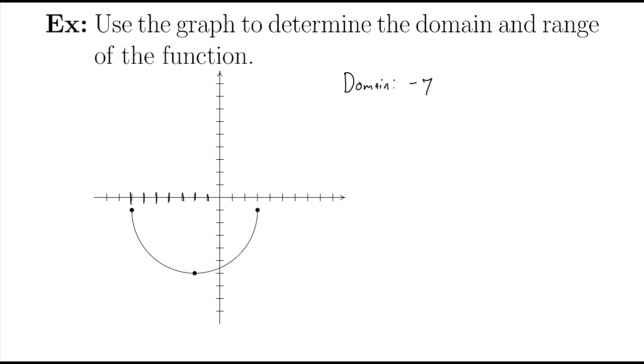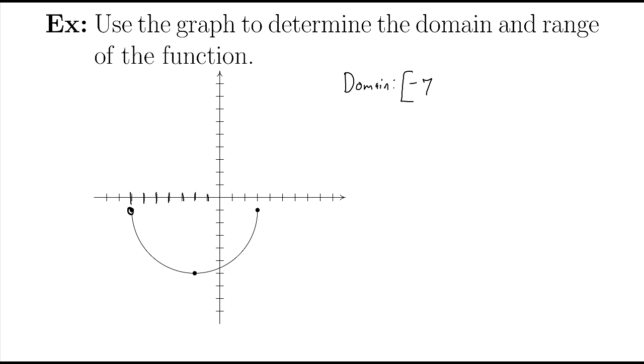So I'm going to go ahead and put a bracket on that side. That's the difference between a bracket and a parenthesis. If this were an open circle, then I'd put a parenthesis. That's how you would indicate that -7 is not actually part of the domain, it's just the cutoff point.